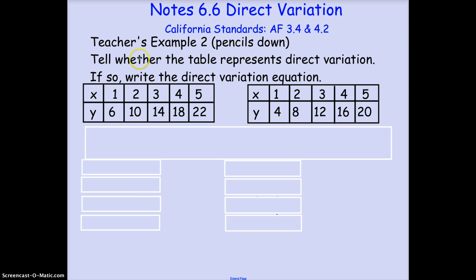Okay, tell whether the table represents direct variation. If so, write the direct variation equation. Okay, it's a little different. One option that you have is to graph your table and see if it passes through the origin.